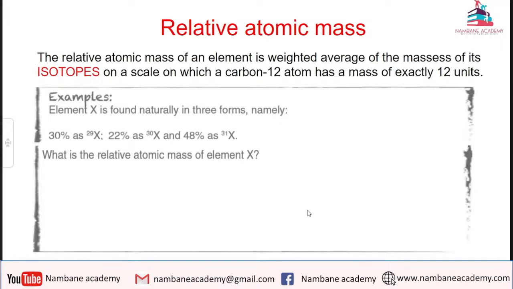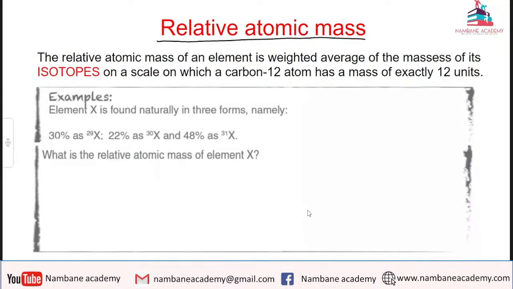So what do we need to do? We need just to ensure that everything that we do, we basically explain the concepts in detail for the purpose of one now knowing exactly what needs to be done. Now let's move. For the relative atomic mass, this occurs when we have isotopes.